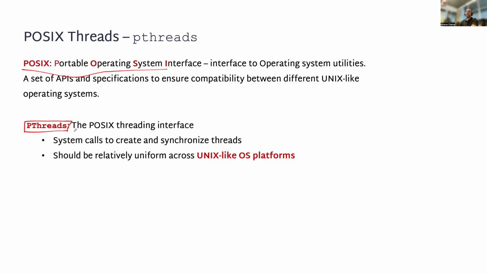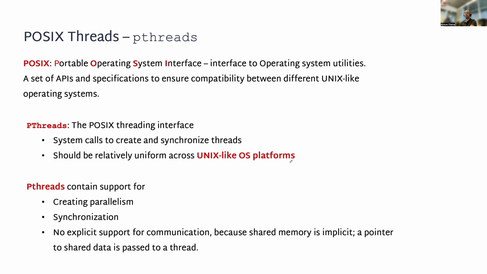All right, so this Pthreads library, which is included in the POSIX API, provides system calls to create and synchronize threads. Synchronization is something that we will talk a little bit about today. And it is not completely, but relatively uniform across all Unix-like operating systems, right? Okay. So it's a library that is included in your operating system in Linux and Mac to work with threads, to create threads and synchronize them and so on. You're going to see some of those today.